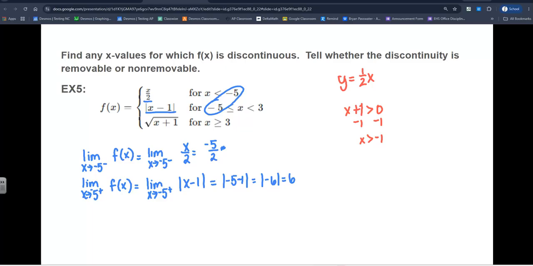What's going to be going on right here? What's that graph going to look like? It's going to be some sort of jump, right? Because those two don't match. So I could say at x equals -5, I have a jump, which is a non-removable discontinuity.